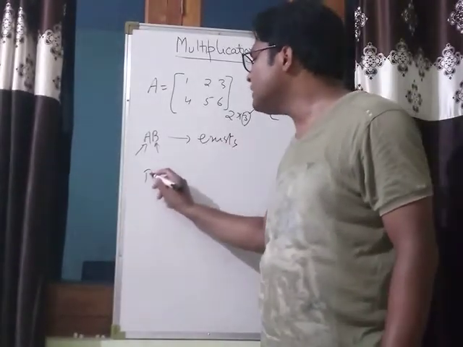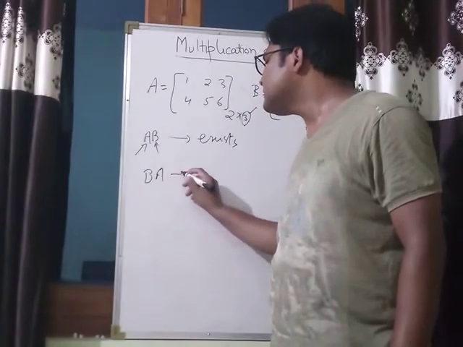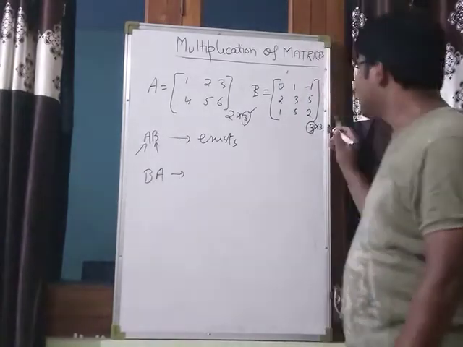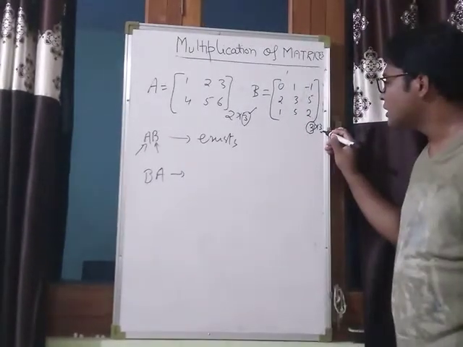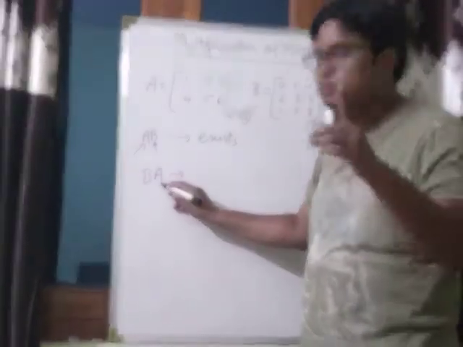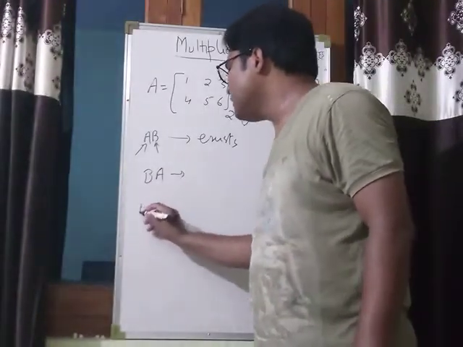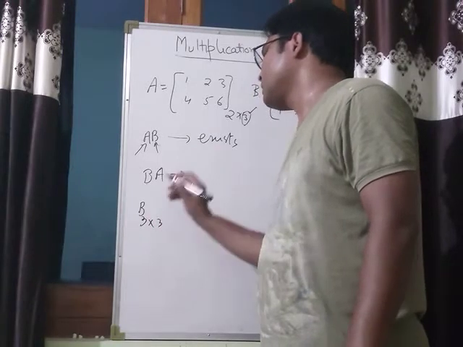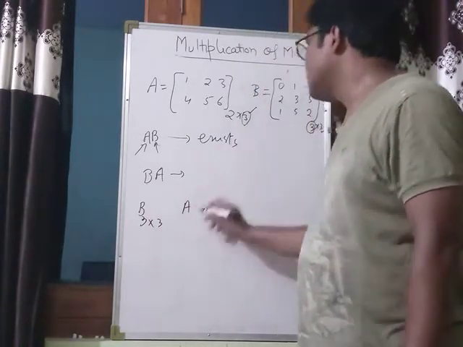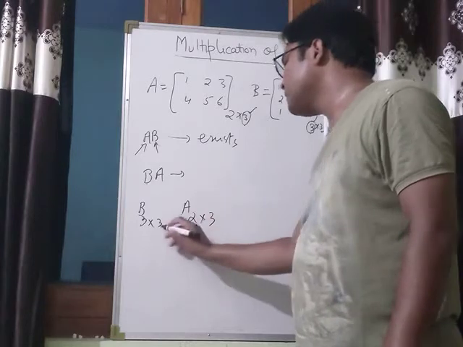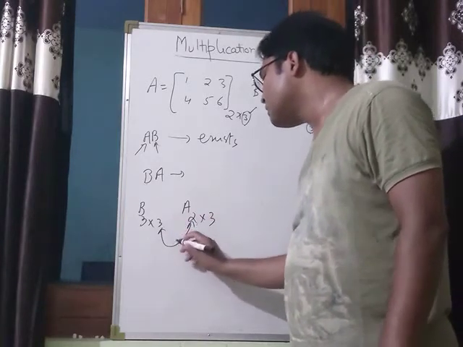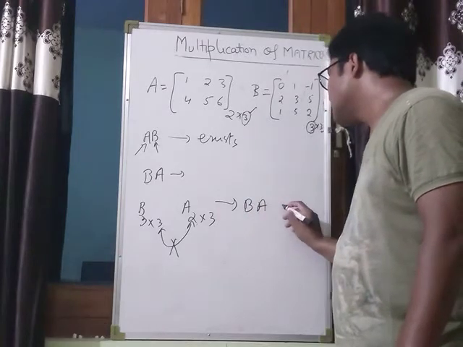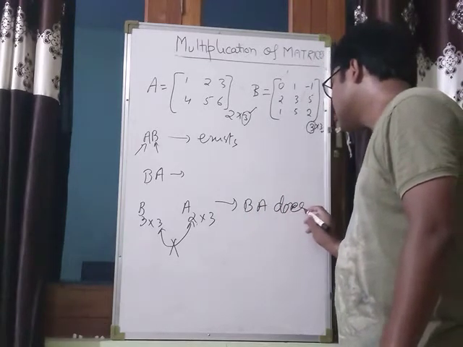Okay, and see BA. In this case you can see B is the pre-multiplier, so its number of columns is 3, and A is the post-multiplier. See, B is of order 3 by 3, and A is of order 2 by 3. Are these two the same? No, not the same. So BA does not exist.